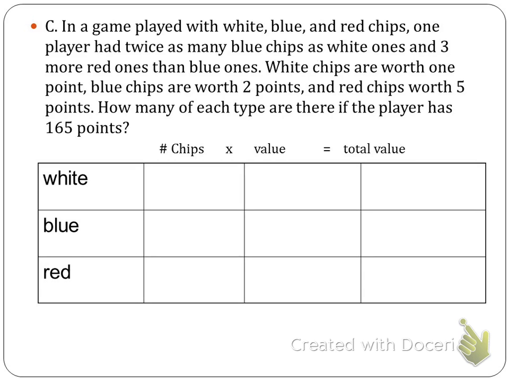All right, so which one's the smallest number of chips? The white. So I'm going to start with white. Just don't get overwhelmed. Start where you can. I know white is the smallest. I'm going to call it W. How does blue relate to white? Twice as much. Twice as much means times 2. So now we'd have 2W.